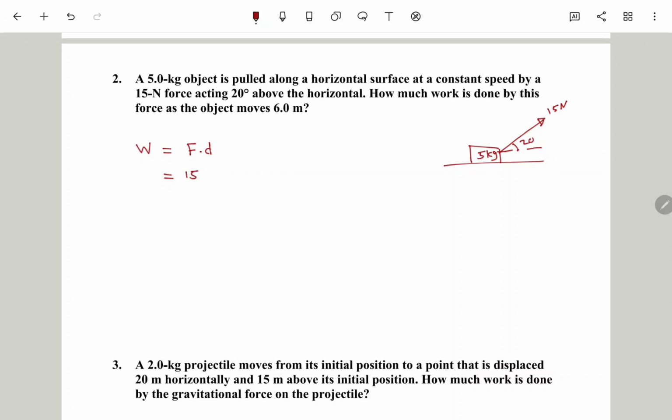Now the work in this case is equal to F dot D, or equal to 15, this is the force, times 6, the displacement, times cosine of the angle between the displacement and the force, 20. You do the math here, you will find it's 90 cosine 20, or in other words, work equals 84.5 joules.